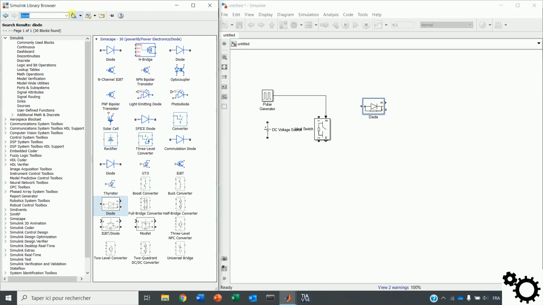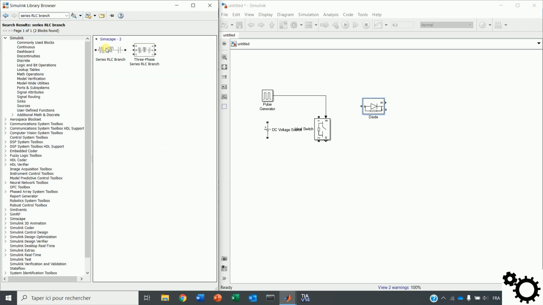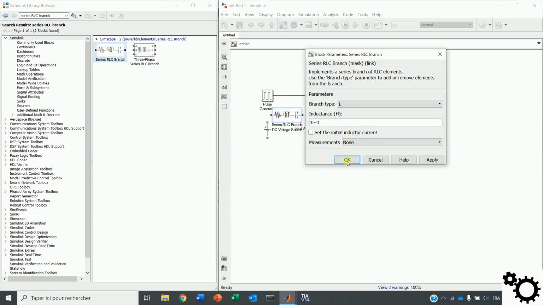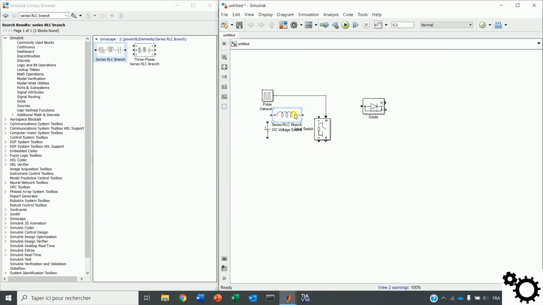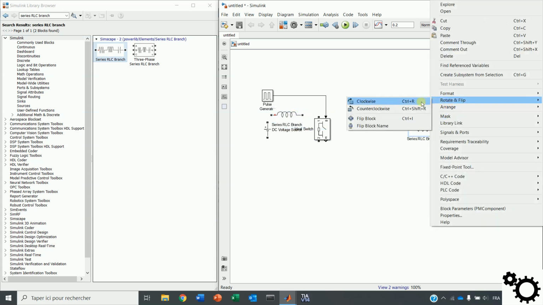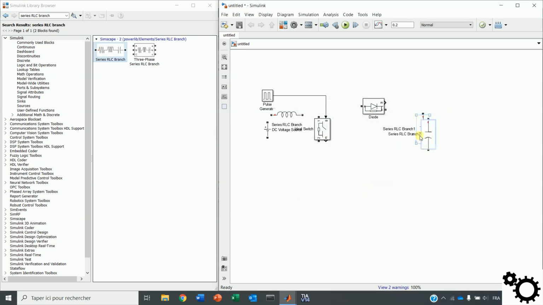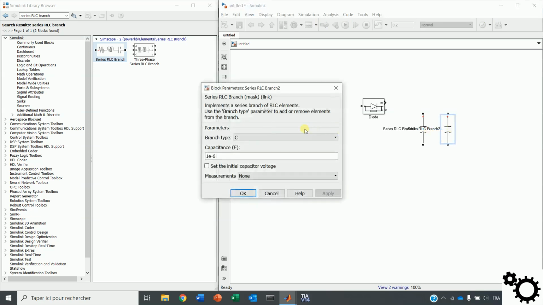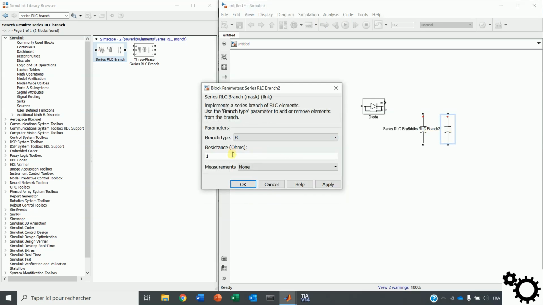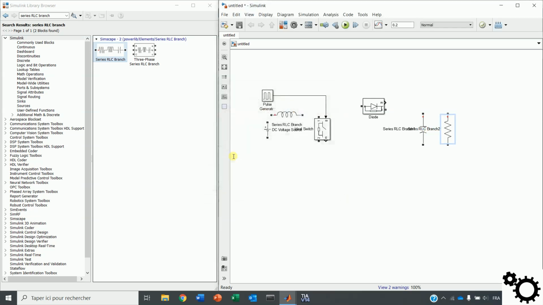We also need an inductor, a capacitor, and a resistor. So first, the inductor, then a capacitor, and finally, a resistor. We can choose, for example, 10 ohms.